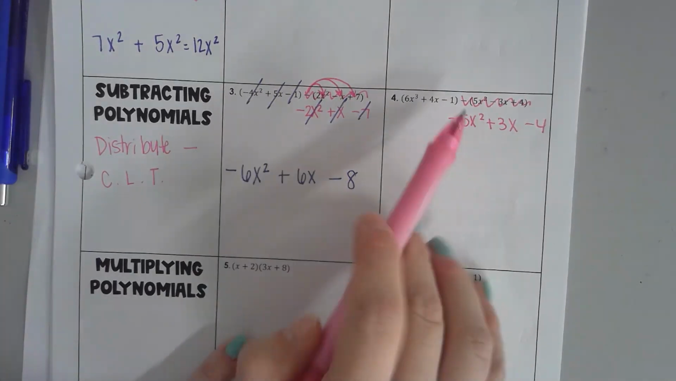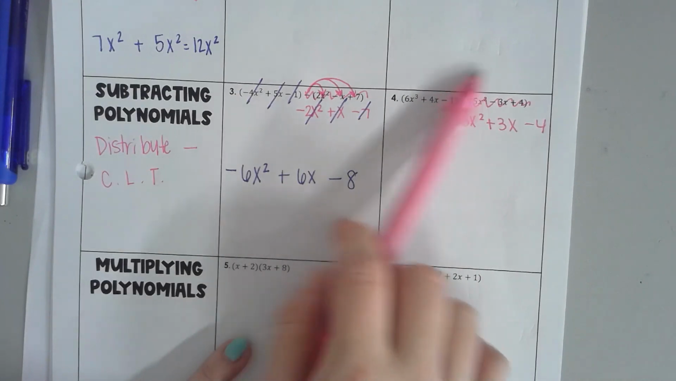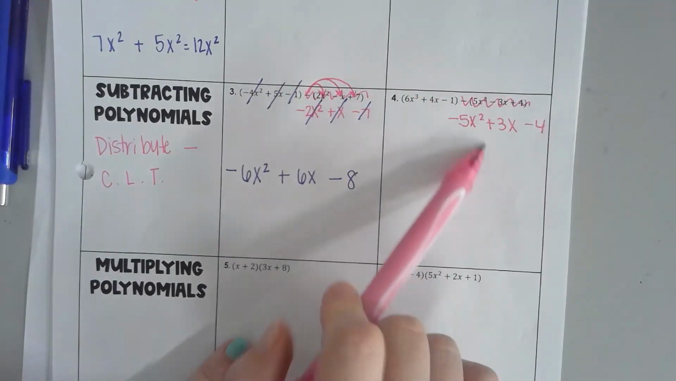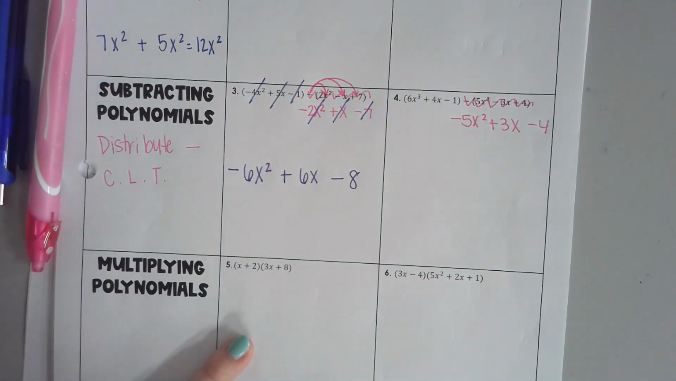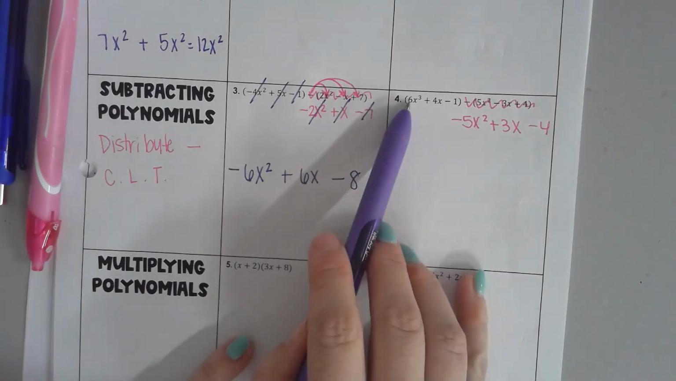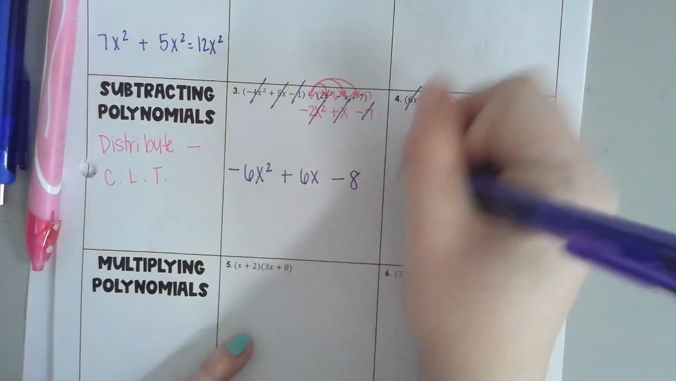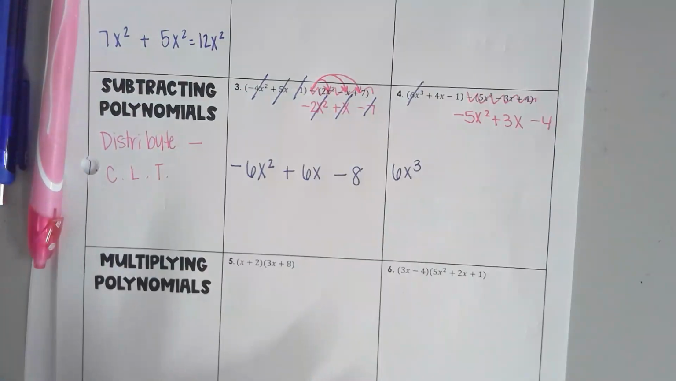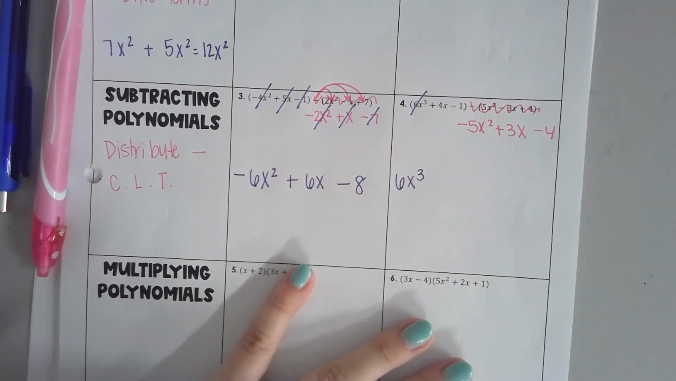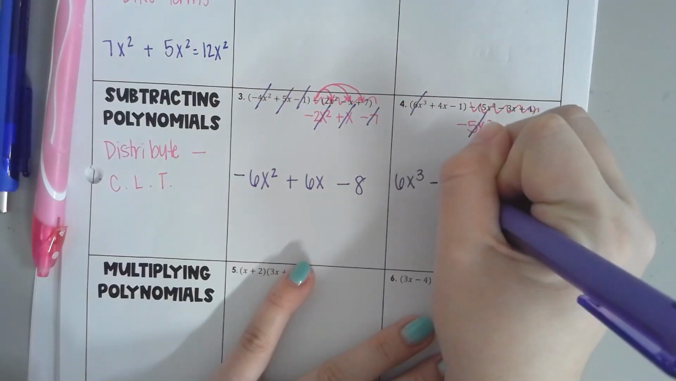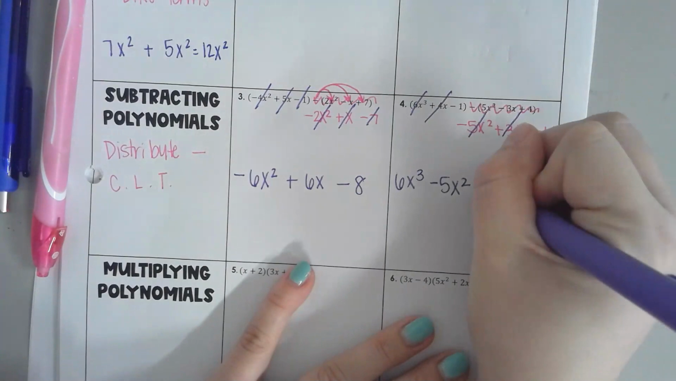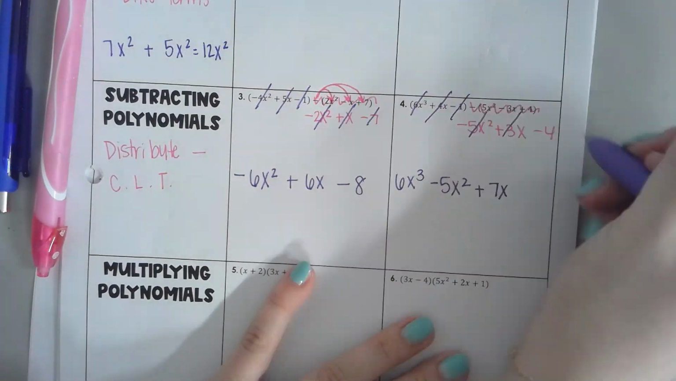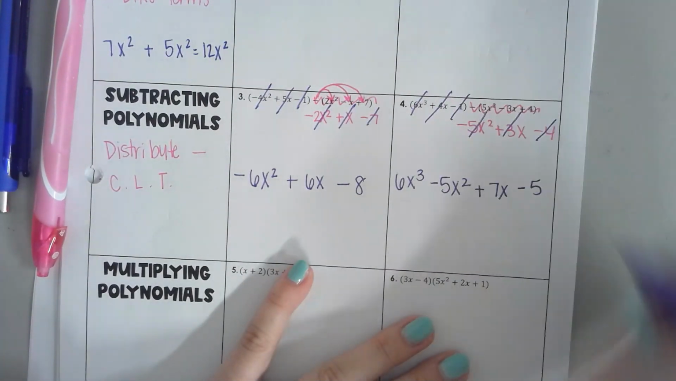Number 4, I distributed the negative, or basically just changed my signs in the second one, and now I can combine like terms. I have a 6x cubed and no other x cubes, so 6x cubed. I have a negative 5x squared. I have a 4x and a 3x. 7x. A negative 1 and a negative 4. Negative 5.